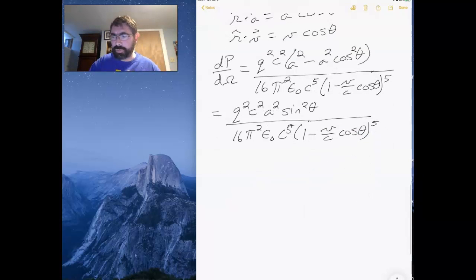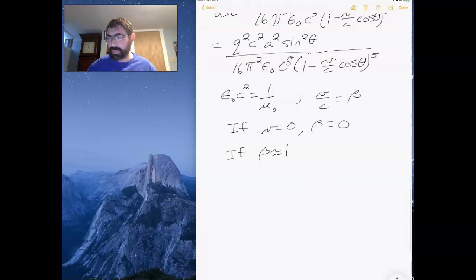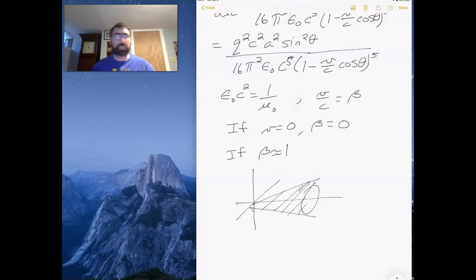Okay, so let's make some substitutions. Epsilon naught c squared is 1 over mu 0. I'm going to call v over c beta. If v is equal to 0, beta is equal to 0. If beta is approximately 1, that means the charge is moving close to the speed of light. And what we should get then is this cone of radiation being emitted by the charge as it moves along the z-axis.